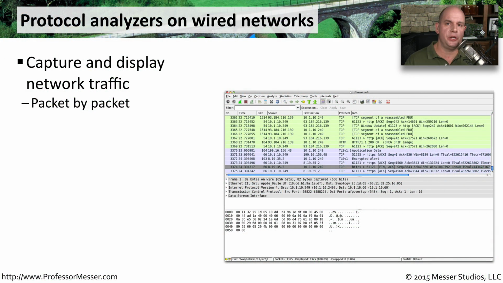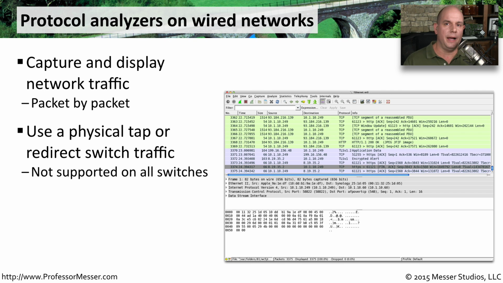Troubleshooting a network issue or application problem on a wired network can be easily done with a protocol analyzer. This allows me to capture everything going across the wire and display a packet-by-packet breakdown of exactly what was sent between point A and point B. On a wired network, we would either need a physical tap that would be connected somewhere inside of the network, or we would need a switch that has the ability to redirect traffic through the switch to a protocol analyzer.